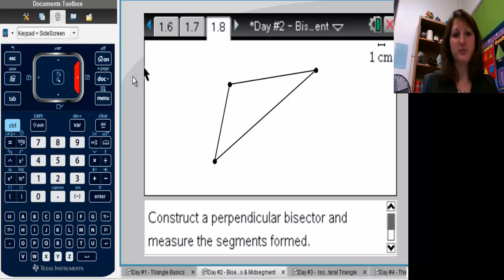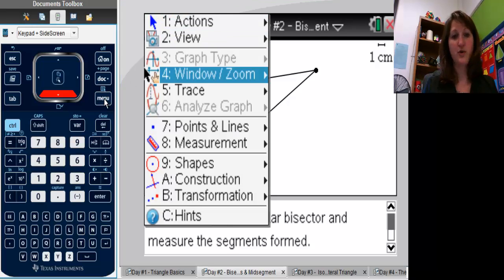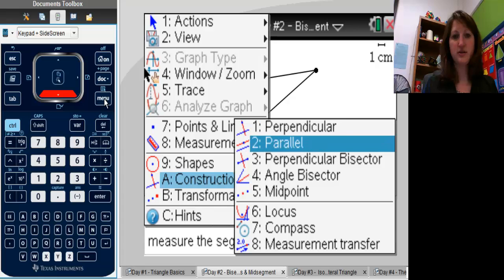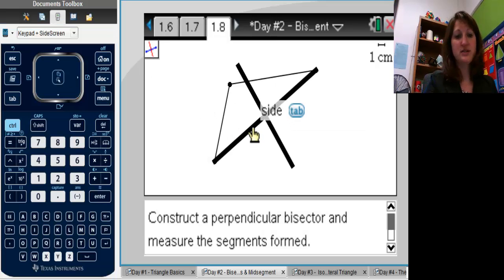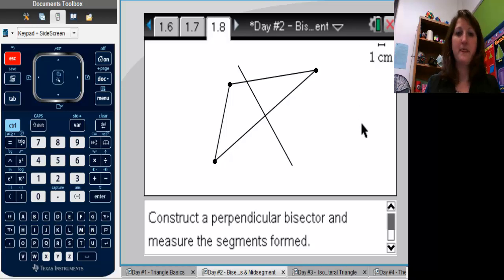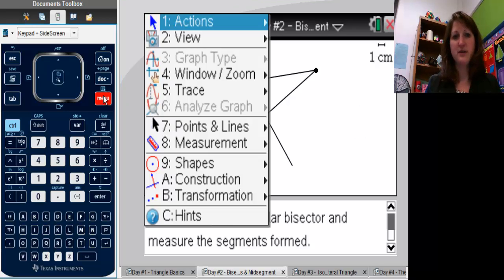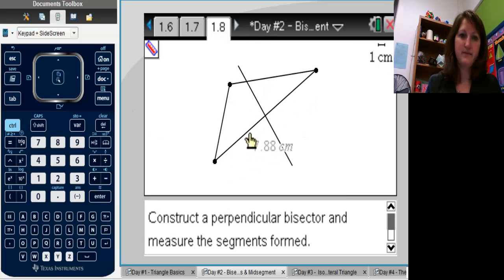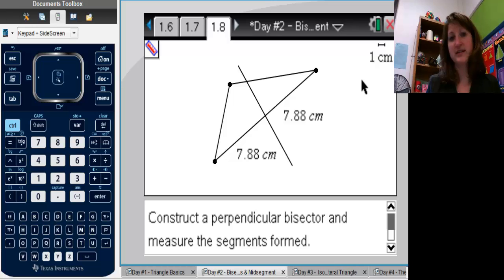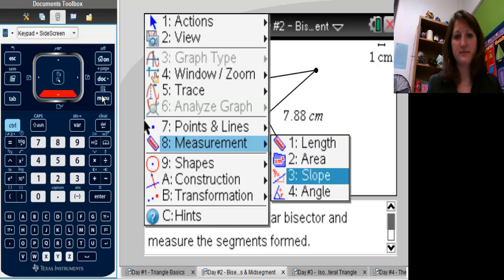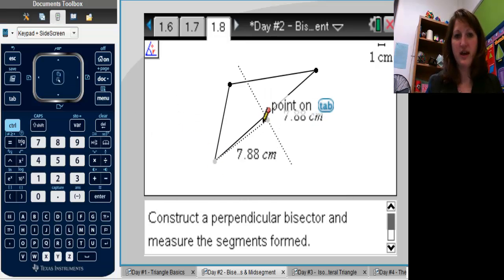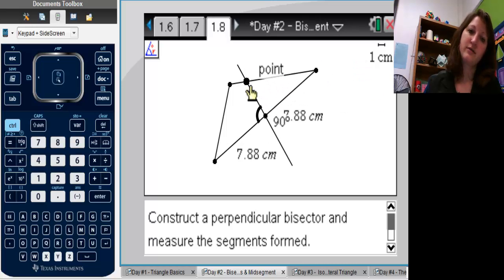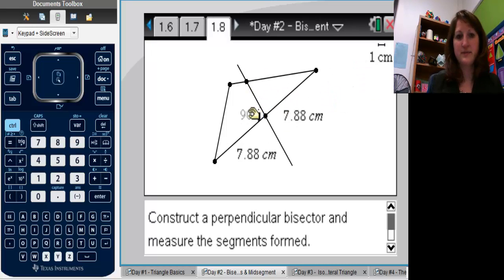Okay, next thing we're going to do is construct perpendicular bisectors. I guess we'll just do one. So for this one, construct perpendicular bisector, point to one of the sides, and there's your perpendicular bisector. Now, what I want you to see for this one is that the side is being cut in half. Okay, so that side is being cut in half, and we should have a whole bunch of 90-degree angles. So if I measure the angle formed right there, we get 90 degrees.